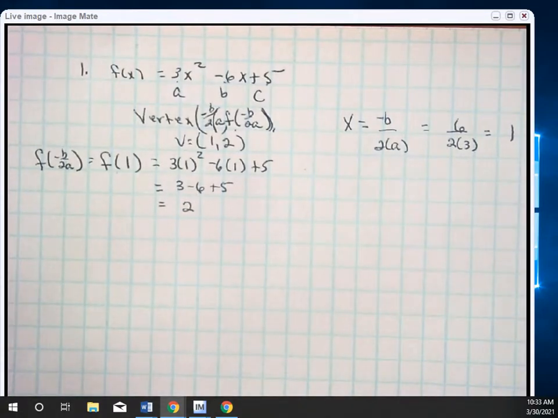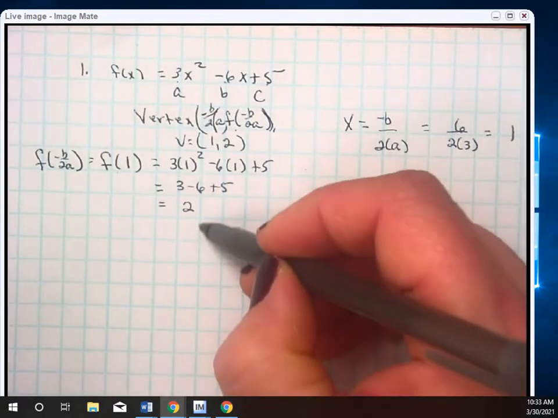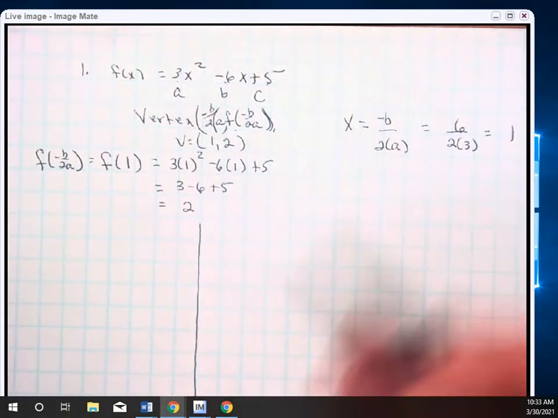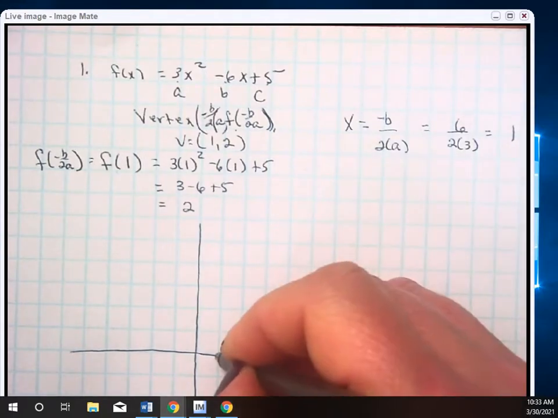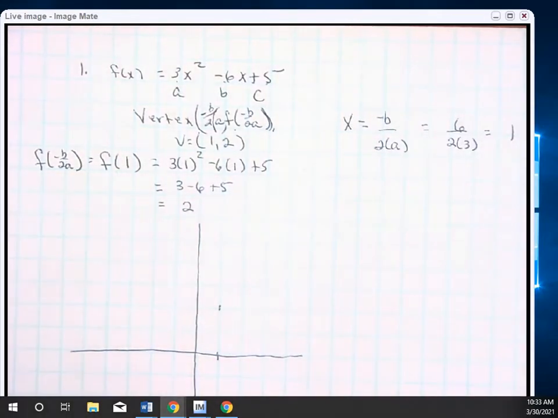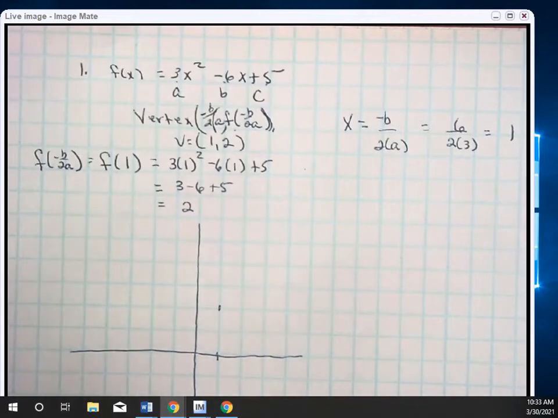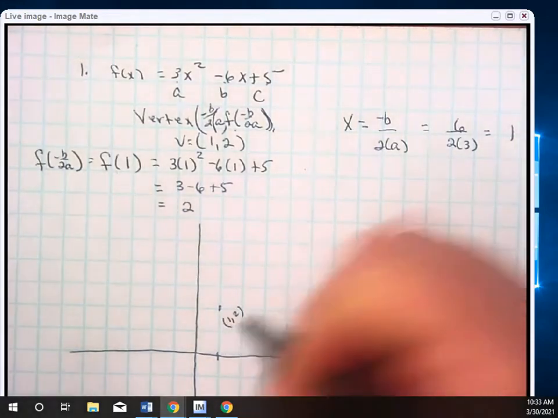Are you okay with that? Now, I'm going to draw my graph and put my vertex in. That's my point 1, 2. I'm going to label it.